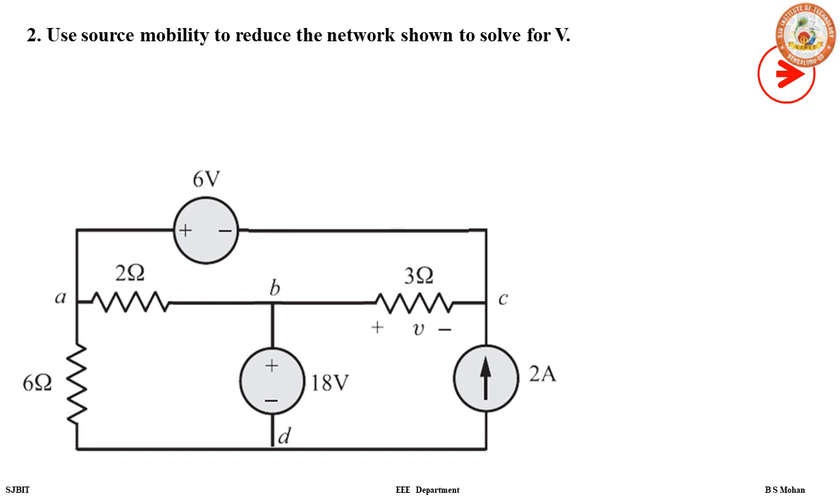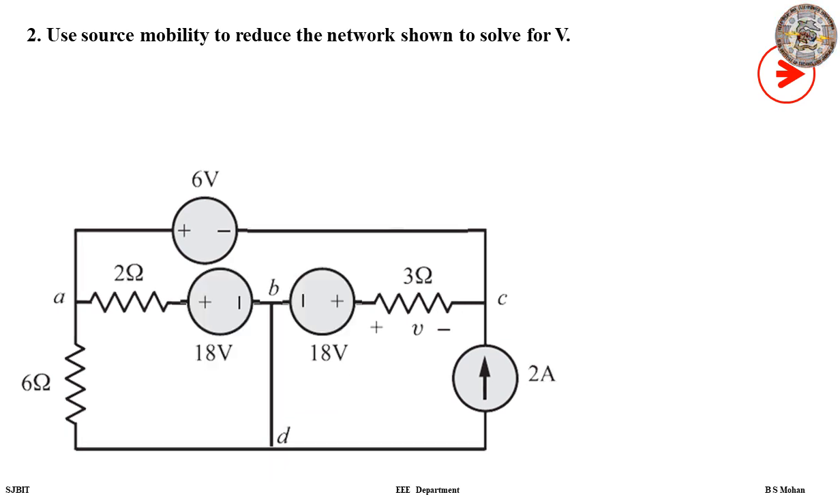Similarly, when I need to take left, positive will be towards A and negative will be towards B. So you can shift either towards positive or towards negative side, that is, either towards point B or towards point D. And after shifting, the voltage source will be represented as a short circuit, and the values would be the same as its magnitude, 18 volts each.